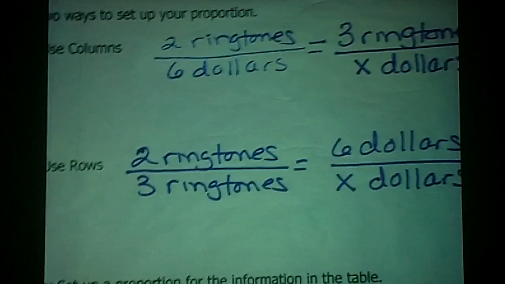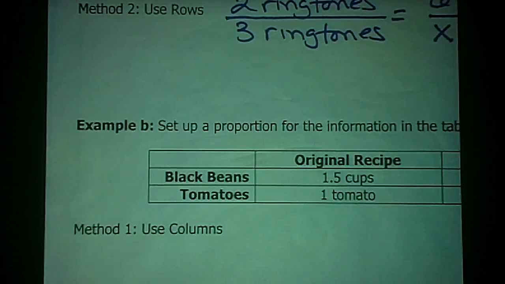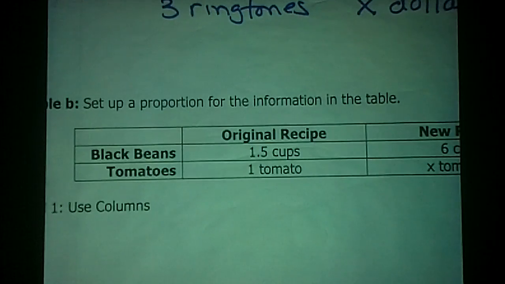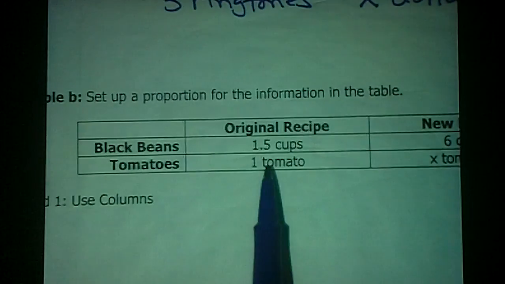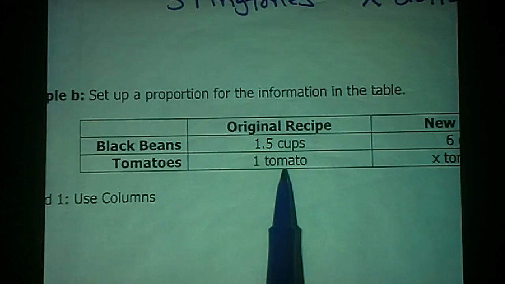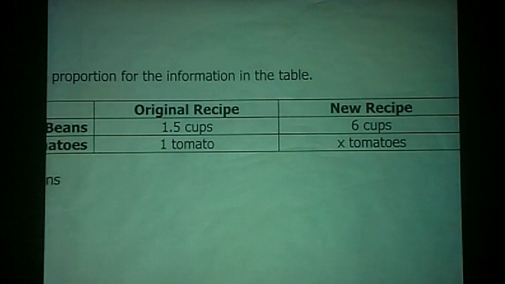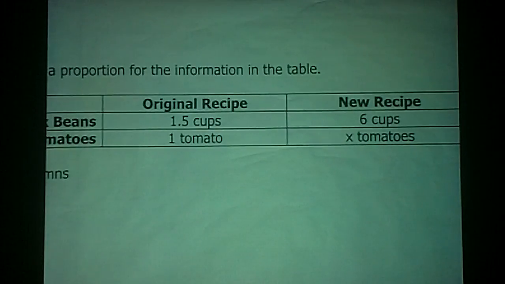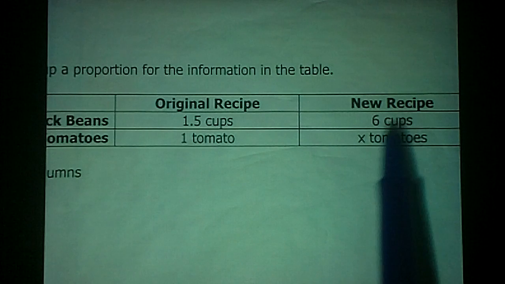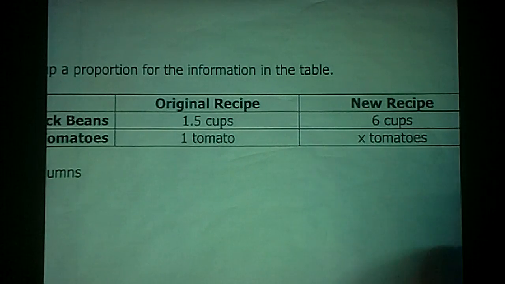Look at example B. We're being asked to set up a proportion for the information in this table. You notice that we must be making some sort of soup. Our original recipe calls for 1½ cups of beans and 1 tomato. We want to increase our recipe. Maybe we're having a Super Bowl party, whatever the reason, we want to make more. So I want to use 6 cups of beans. You might not want to have many people over if you're eating 6 cups of beans, just saying.